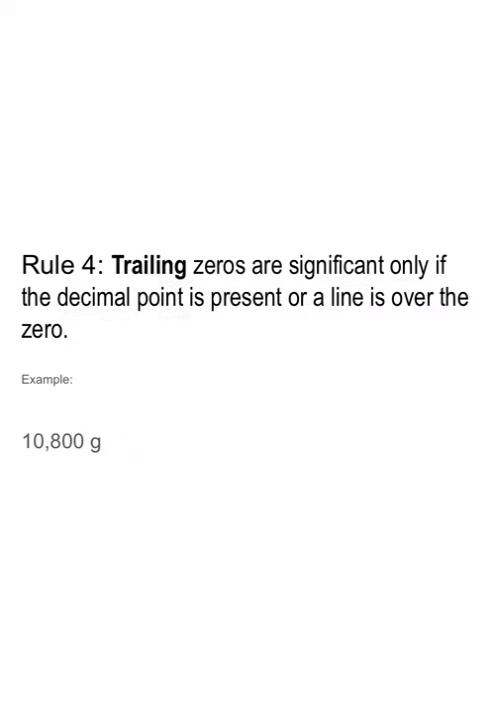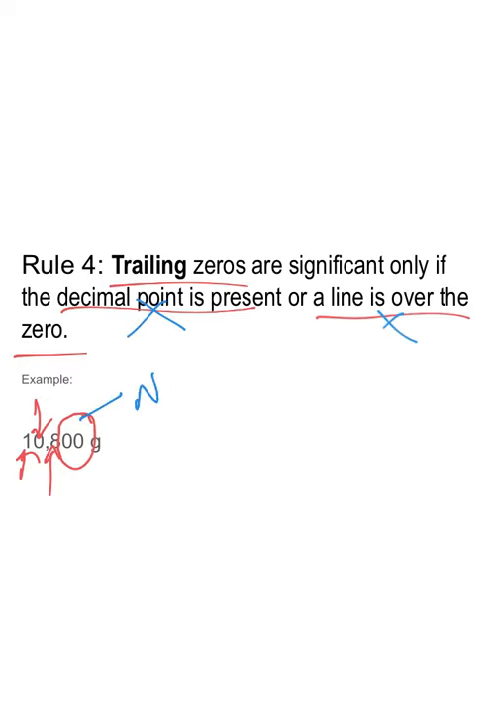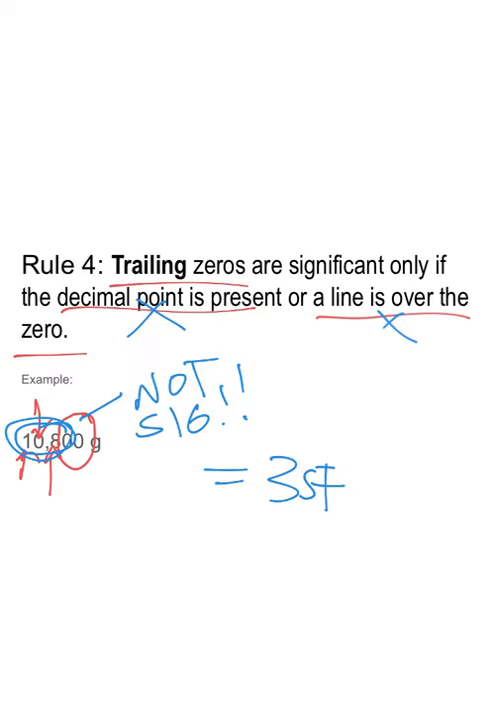All right, here's our last example for this rule. It says trailing zeros are significant if there's a decimal point present or a line over the 0. What we notice here is 1 is significant because it's not 0. The first 0 is trapped. 8 is not 0, so it's significant. And then these here are trailing zeros. There is no decimal point, and there's no line over any of those zeros, so these are not significant. Which means that we're going to have a total of 3 sig figs. That's going to be the 1, the 0 between the 1 and the 8, and the 8 itself.